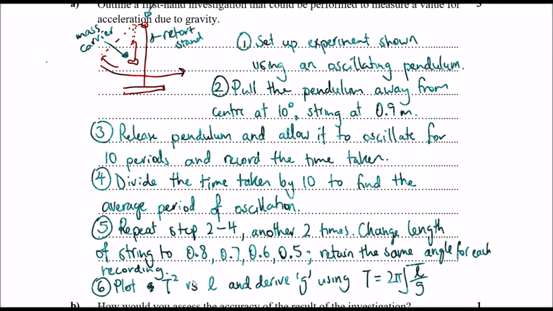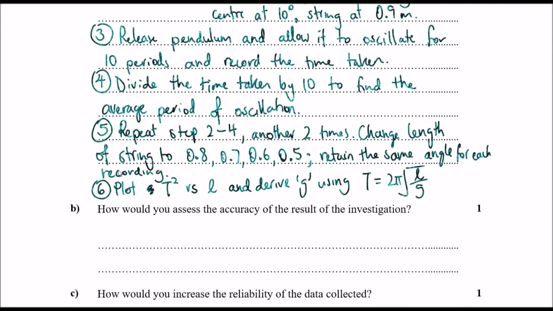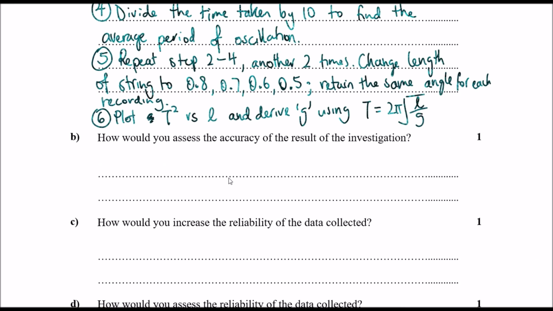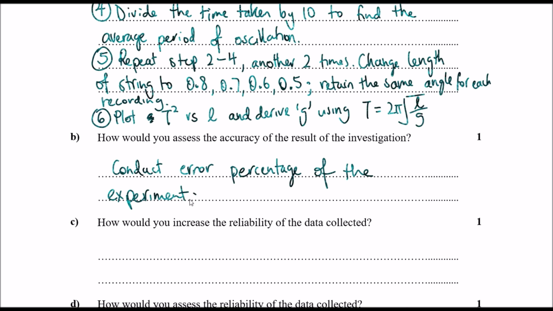Okay. So how would you assess the accuracy of the investigation? What you could do is conduct an error percentage of the experimental value of g and the theoretical value of g. So experimental value and theoretical value of g.